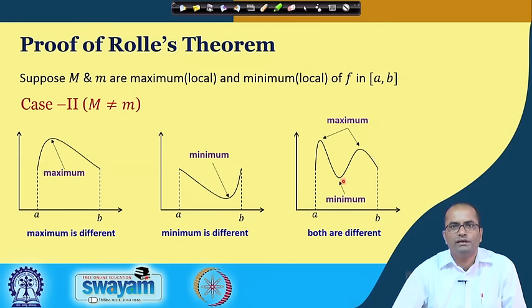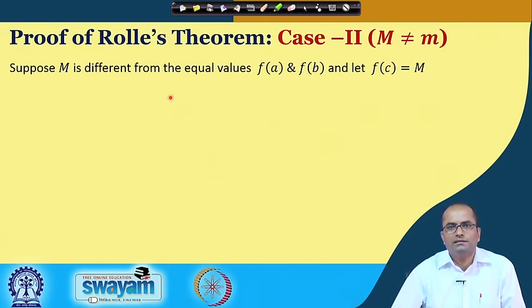In this case, the local minimum or local maximum in each case, which is here, is different from the equal values at a and b, and here as well these two local maxima are also different from the equal value at a and b. So, both are different in this case. In either situation, let us consider the case where we suppose that the maximum value of the function is different from the equal values of f at a and b. So, big M, the maximum, is different. Similarly, we will consider later, if M is not different, then small m should be different; at least one of them will be different, because M is not equal to small m.